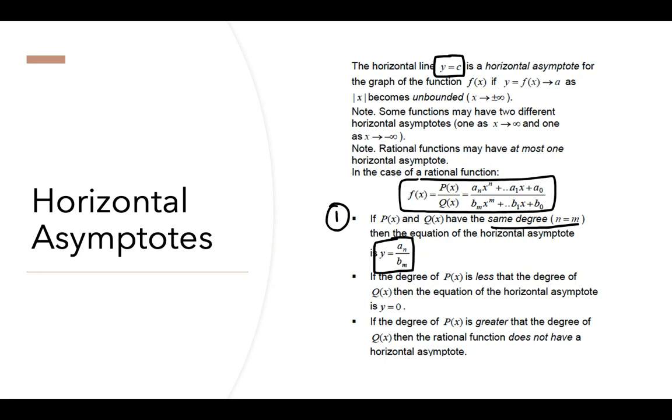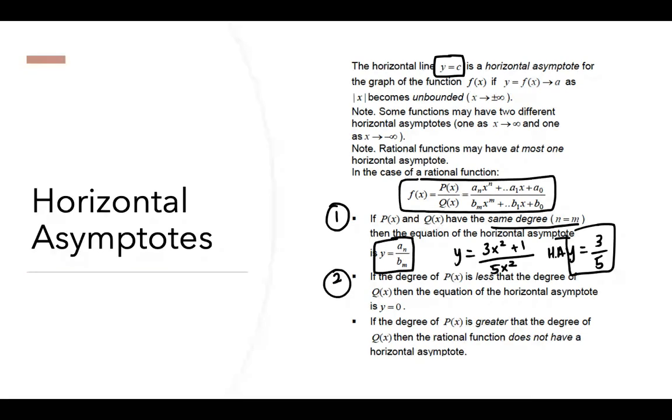For example, let's say we have y equals (3x squared plus 1) over 5x squared. Because the degree is the same, the horizontal asymptote is going to be y equals 3 over 5, because you're looking at the coefficient of the degree. Next scenario: if the degree of the numerator is less than the degree of the denominator, as we saw in the previous lesson, the horizontal asymptote is always going to be 0.